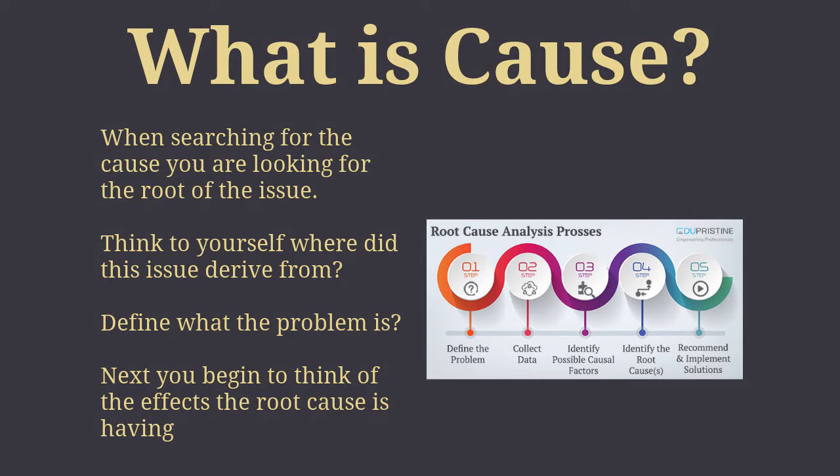And then next you're going to begin to think about the effects that root cause is having. So first we're going to start searching. What is the root of our issue? Remember, root of the issue is your cause. When we think of root of issue, we think of our cause. Where does it derive from? Where's the source? And define what that problem is, and then we're going to move on to find the direct link it has on the effects.